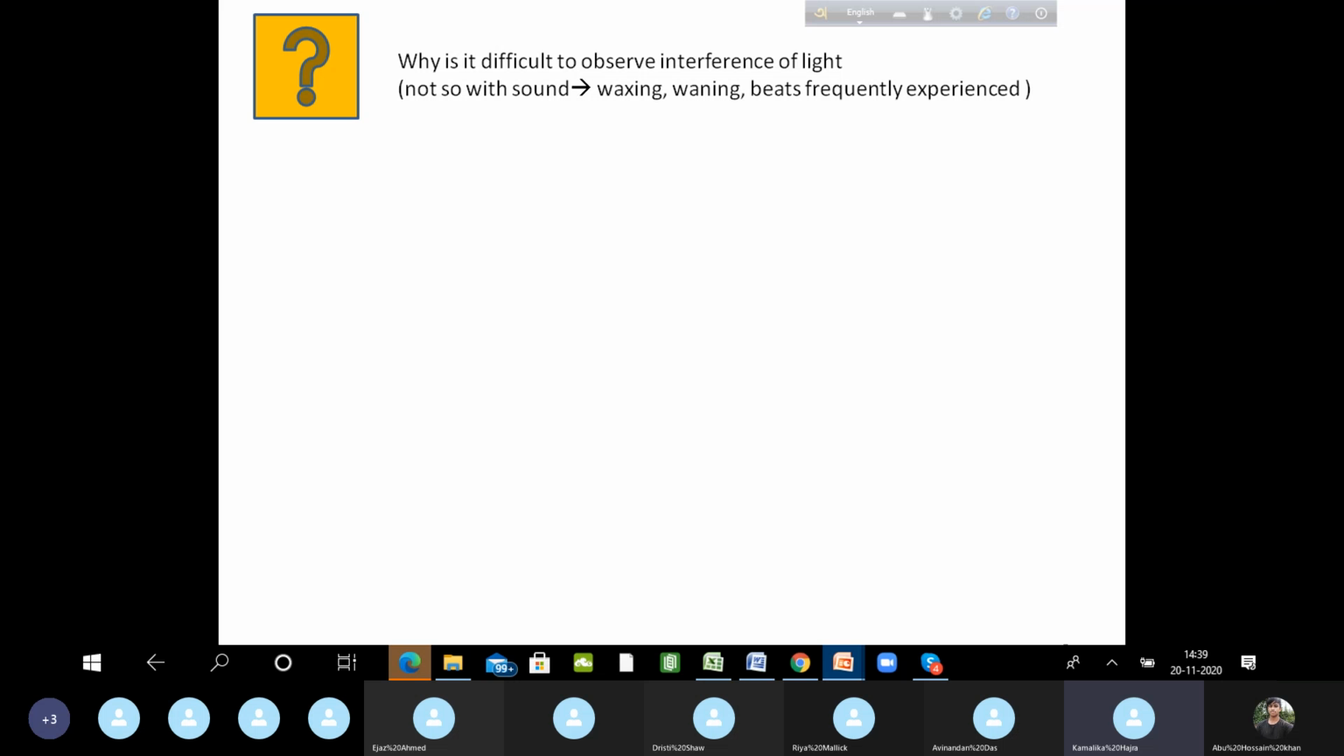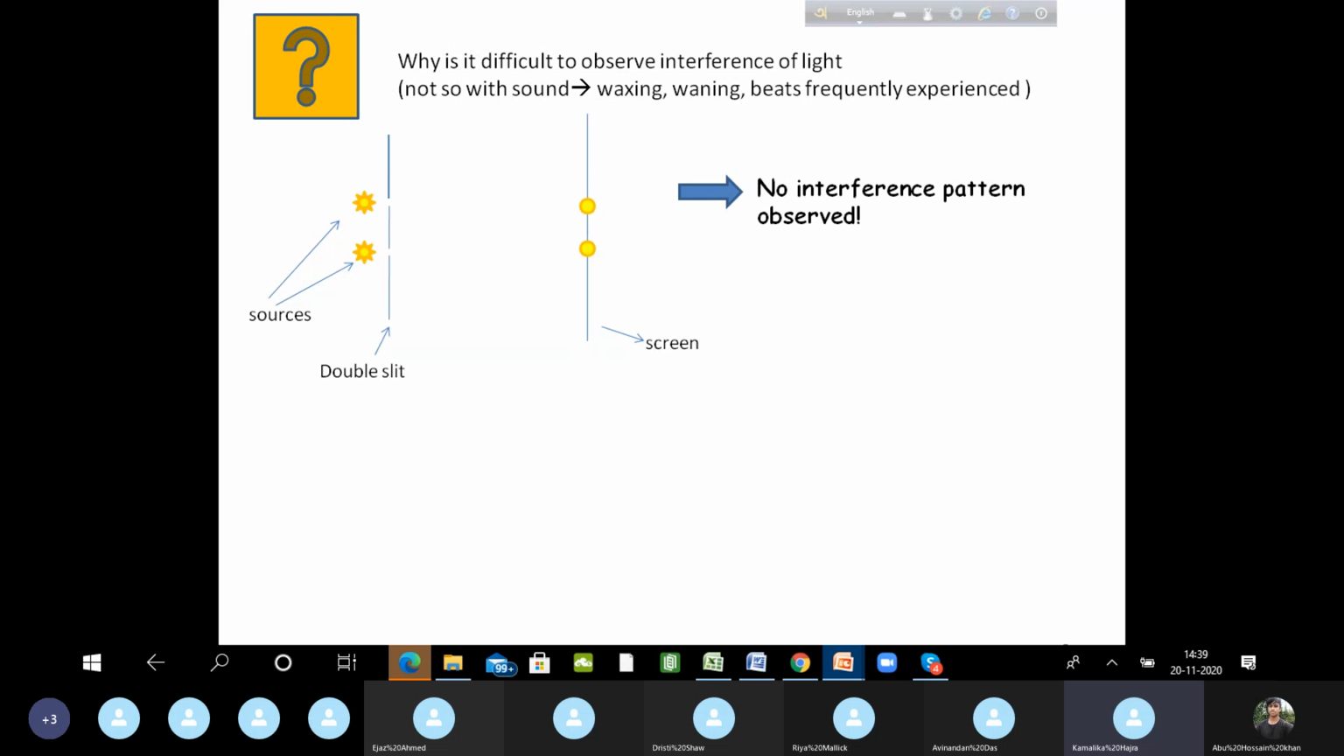But even if you have two or more sources of light on in your room, you will not see interference patterns like Young observed. Right? Why is that? This is a very important question. See, suppose you have two such sources and you have a double slit, one slit in front of each source, and you have a screen. If you expect to see an interference pattern on the screen, you will not. You will just see the two patches of light due to the two sources. So why is it that we are not observing interference?